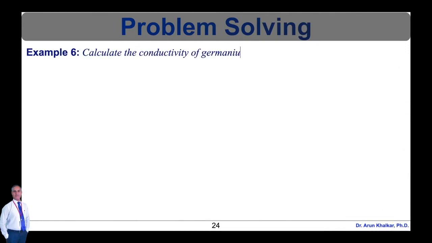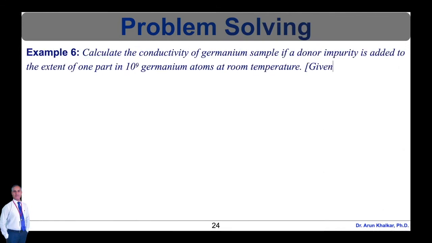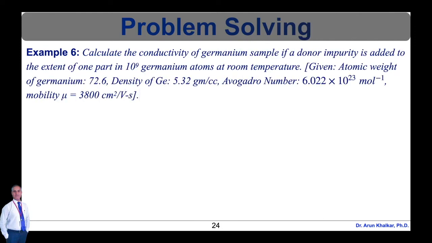Let's see the last example from this topic, example number 6. Calculate the conductivity of a germanium sample if a donor impurity is added to the extent of 1 part in 10^9 germanium atoms at room temperature. Given parameters are: atomic weight of germanium is 72.6, density of germanium is 5.32 gram per cc, Avogadro's number is 6.022 × 10^23 per mole, and the mobility mu is equal to 3800 cm²/V·s. Therefore, the solution of this problem is as follows.